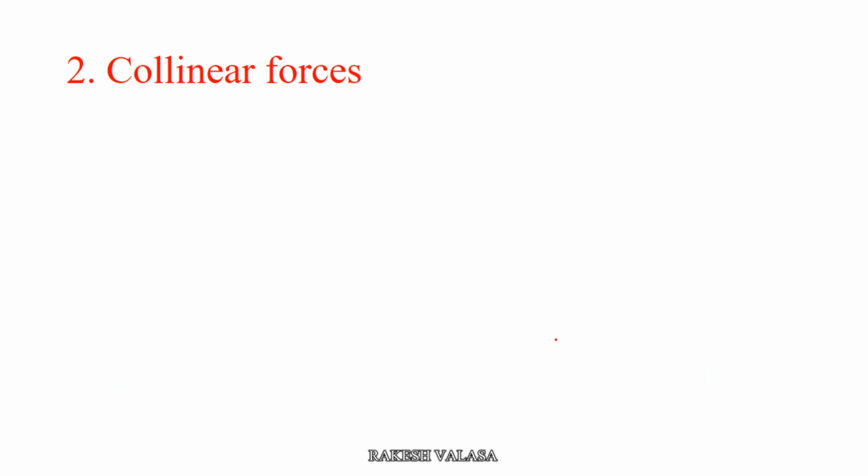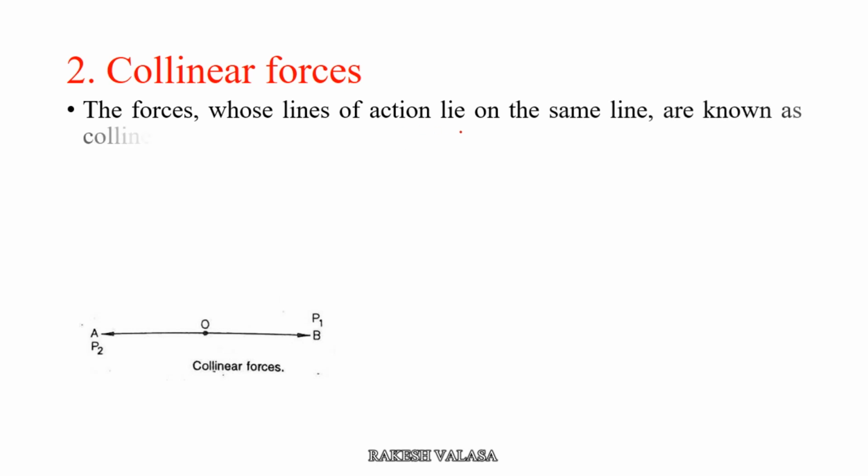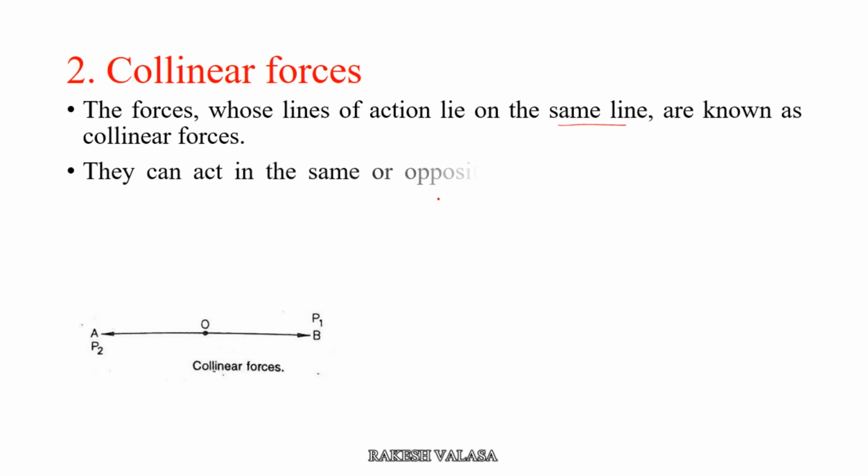See here, first one, collinear forces. You can see this example, already discussed in the previous slide. Here the two forces P1, P2 pass through the point O, but on the same line of action. These types of forces are called collinear forces. The forces whose lines of action lie on the same line are known as collinear forces. They can act in the same or opposite direction.